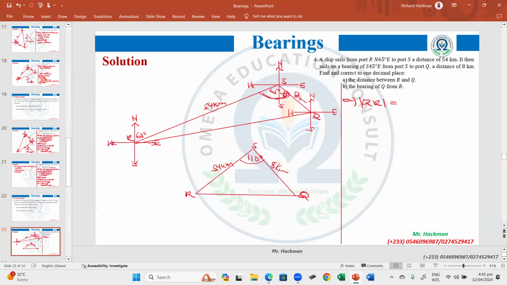So maybe 54 squared, then plus 8 squared, then minus 2 multiplying 54 and 8, that is, 2 multiplying the two known sides. But that's not all. Then cos of what? Your included angle, which is 110 degrees. Is my point well made?